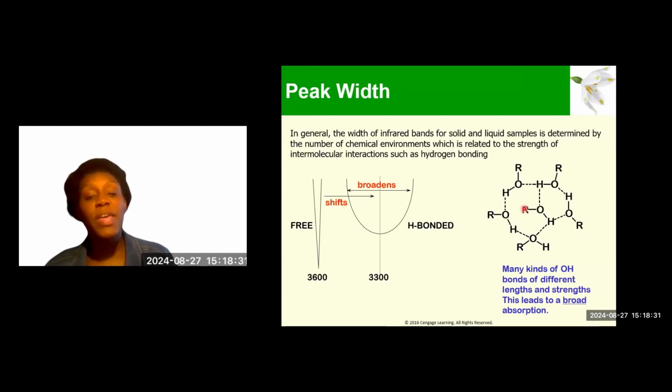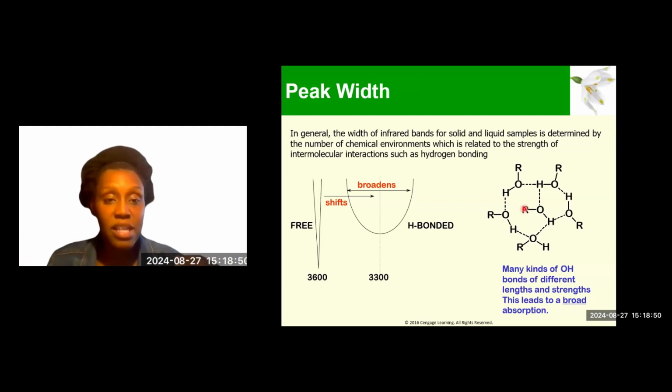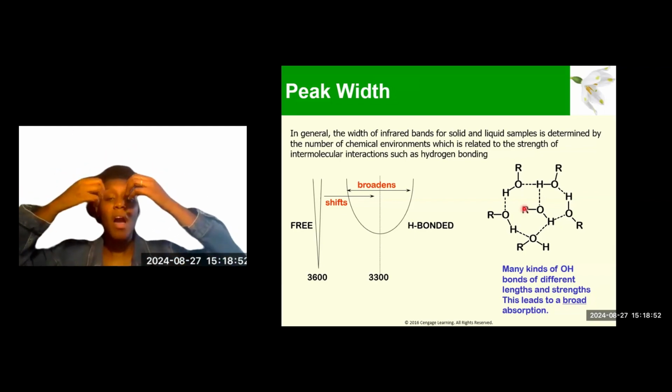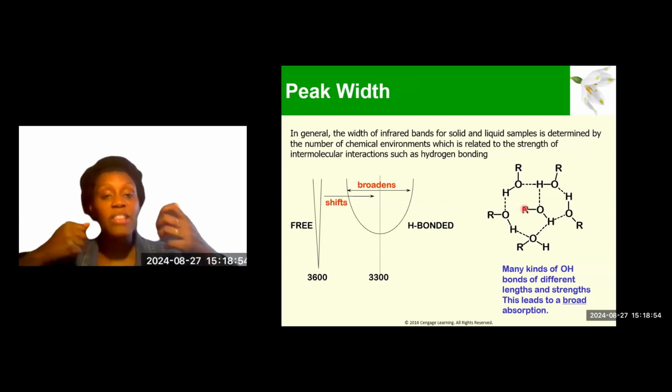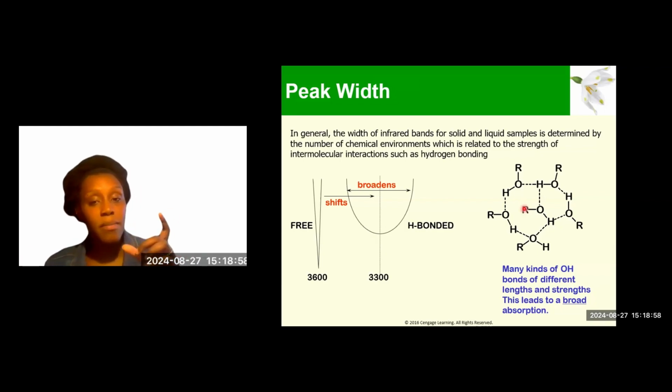All right, so another thing that we must take note of is the peak width. In general, the width of an infrared band for solid and liquid samples is determined by the number of chemical environments, which is related to the strength of the intermolecular interactions such as hydrogen bonding. So what does this mean? This means that the more hydrogen bonding present, the more compounds interacting with each other in solution, the broader the band.